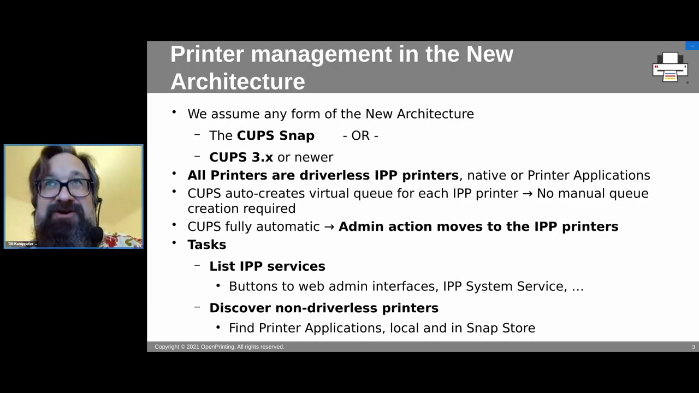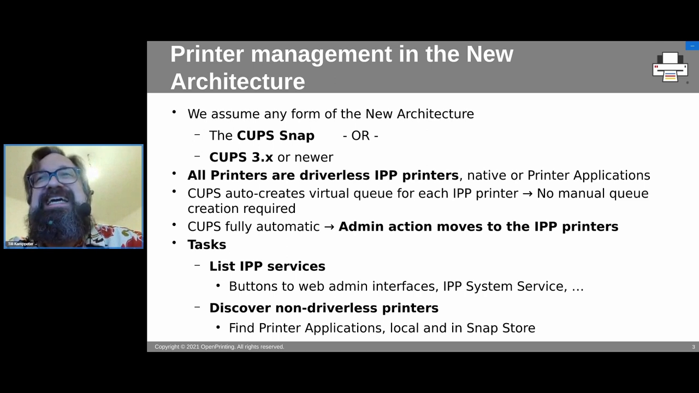And now in the new architecture, they must be different. We will get the new architecture in two ways. One is CUPS 3.0, but until Ubuntu 24.04 LTS in April 2024, it still takes a little bit of time. Another place where we will perceive the new architecture pretty soon is the CUPS Snap, the current CUPS 2.3.3 in a container.